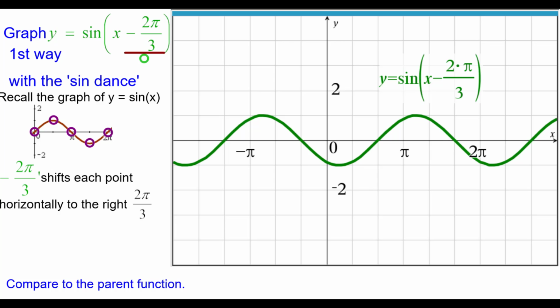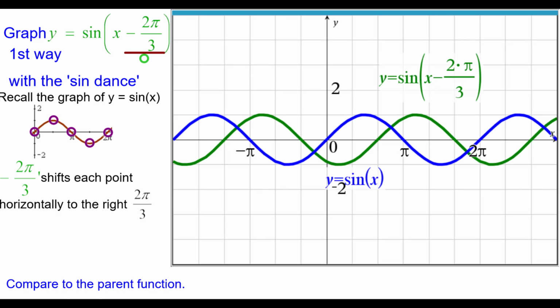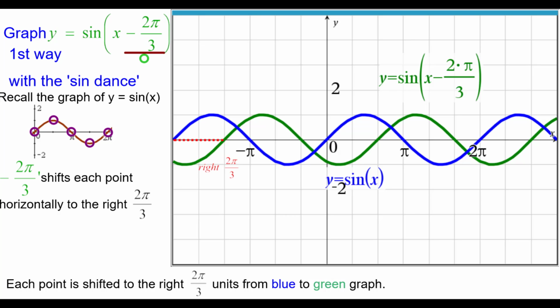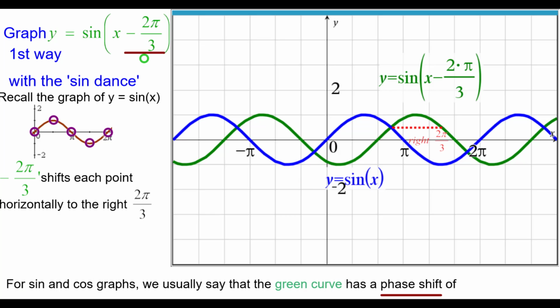Comparing this to the parent function in blue, each point is shifted to the right 2 pi over 3 units from the blue to the green graph. We show that here on a few of the points. We say that the green curve has a phase shift of 2 pi over 3 to the right, and that's a big deal. Pause as needed.